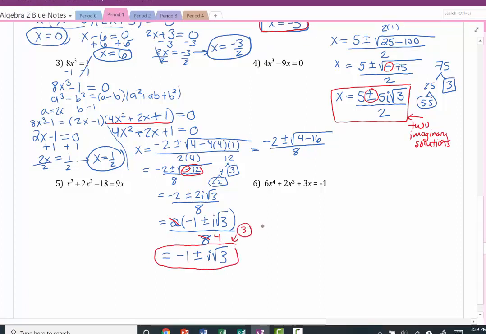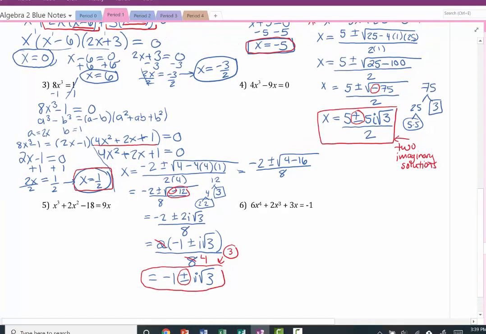This is part of my answer to number 3. One of my answers was x equals 1/2. That was my one real answer. And these are my two imaginary answers. Negative 1 plus or minus i times the square root of 3. Remember, the plus or minus makes it two solutions. So that's how I can say that I have 3 solutions total.